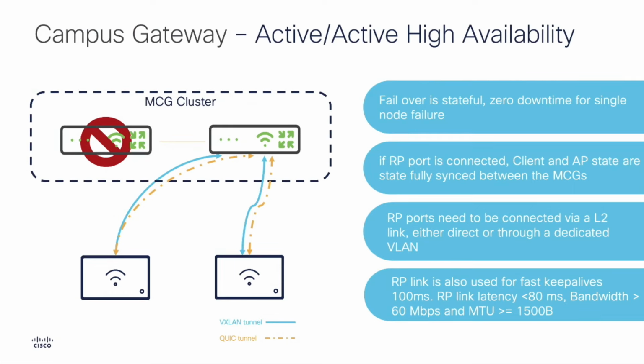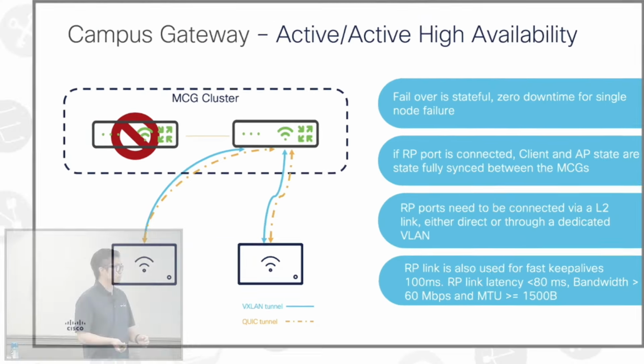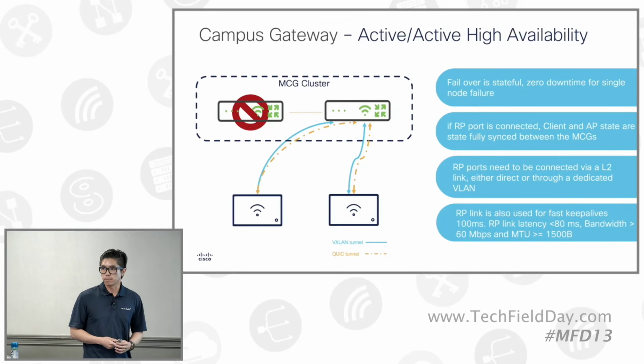For the RP link, we'll be using fast keep alive, so 100 milliseconds. That way we can do those really quick keep alives without clogging up the rest of your network had we used the data plane ports. We'll use that dedicated link. This can either be back-to-back or via a dedicated VLAN if you're using intermediate switches, similar to what we have for the HASSO today. But they do need L2 adjacency? Yes. And then for the latency, less than 80 milliseconds, and a bandwidth of at least 16 megabits per second.